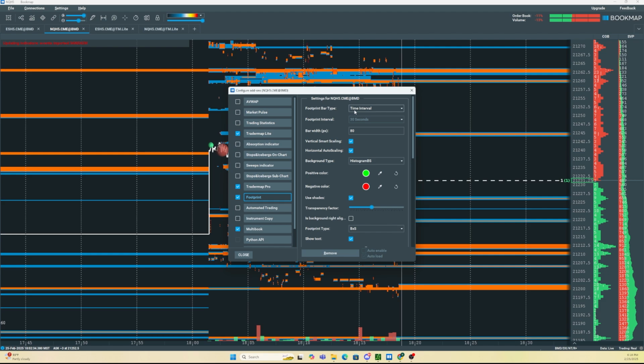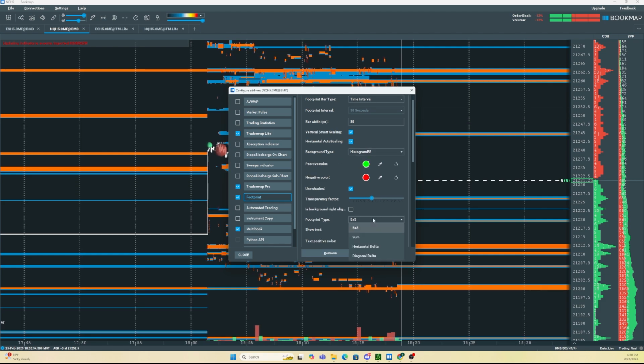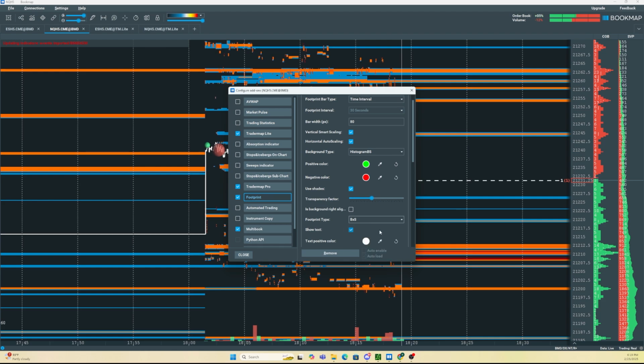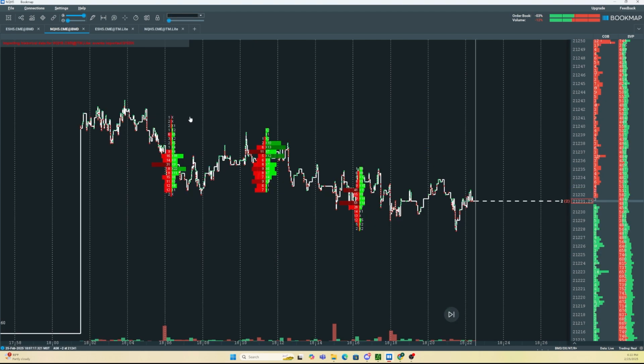I use time interval for the bar type. Bar width, I mean, really doesn't matter. It's up to you. But the footprint type that I like to use is the buy and sell. You can play around with the other options such as sum or horizontal delta, diagonal delta, whatever, but I like the buy and sell.